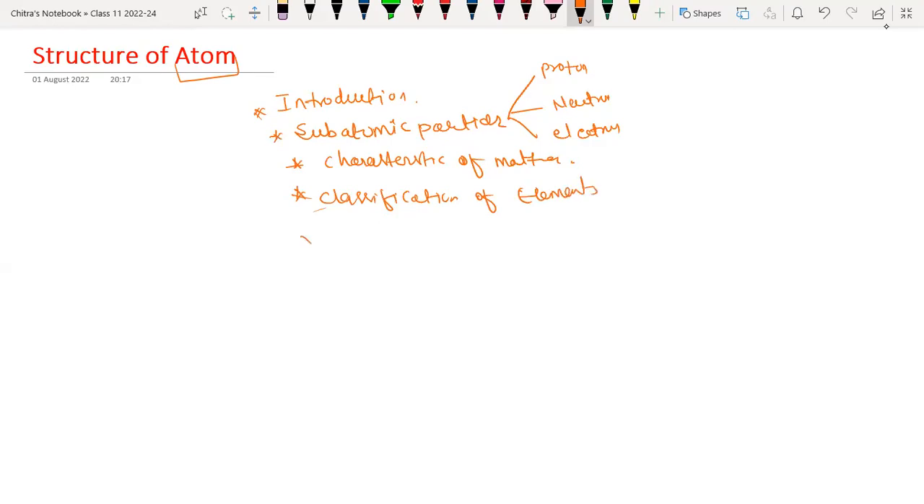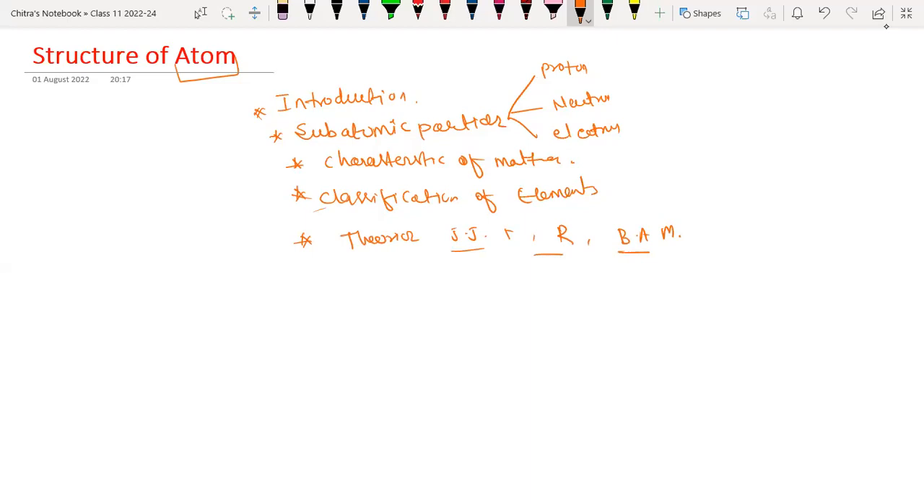After that we will discuss different theories given by different scientists, like J.J. Thomson's theory, then Rutherford's theory, and last but not the least Bohr's atomic model. We will discuss these in detail.